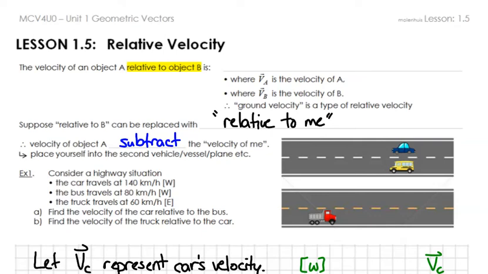Hey guys! This is lesson 1.5, which is on relative velocity. And so this will be our last lesson for this unit.